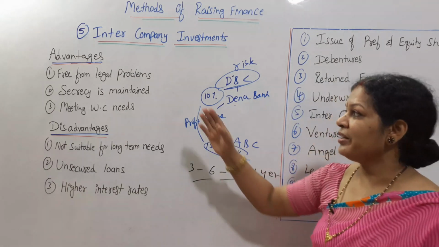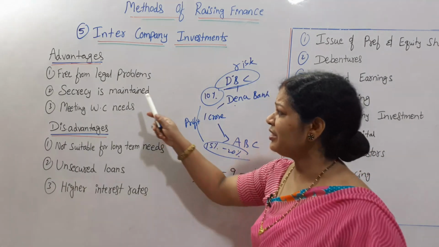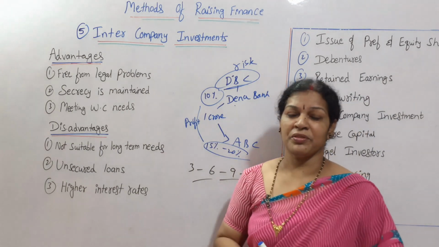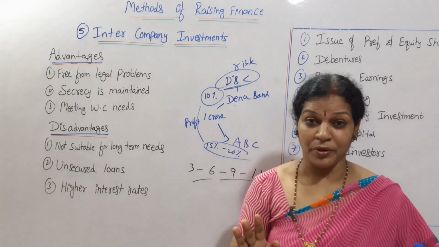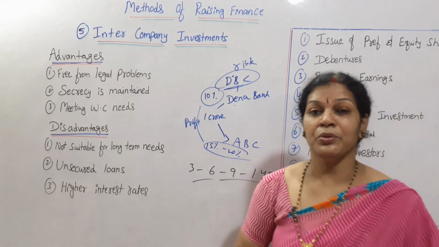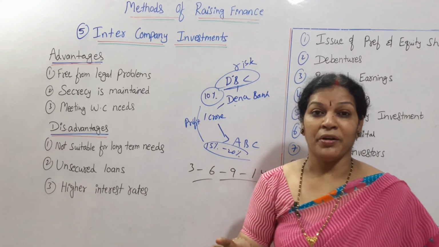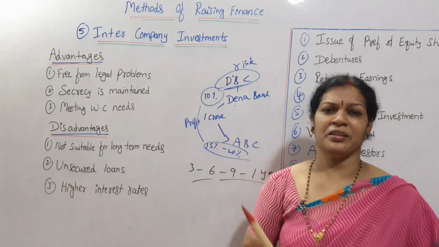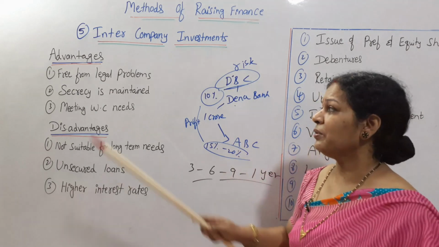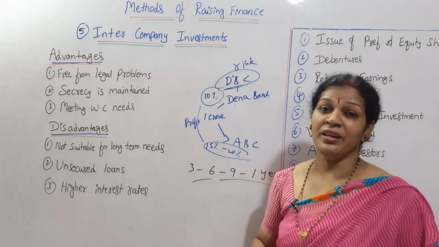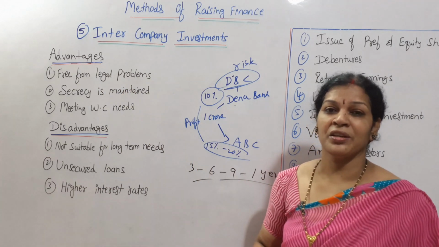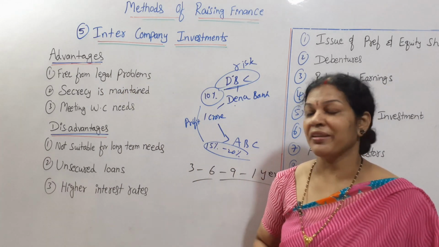Now let us see the advantages. The first thing is that it is free from legal problems. There are no legal problems like having to pay stamp duty and use bond paper. Nothing is there. It is the understanding between both of them. That is why it is free from legal problems. Easily you can just go for taking loans from another company.